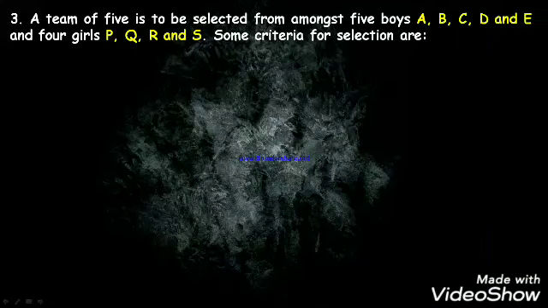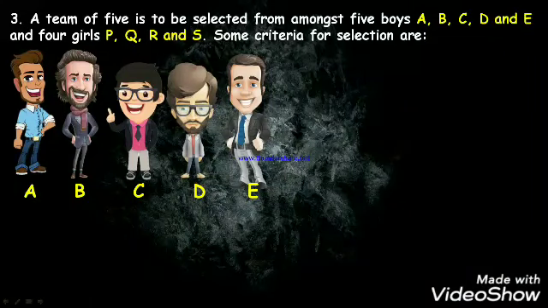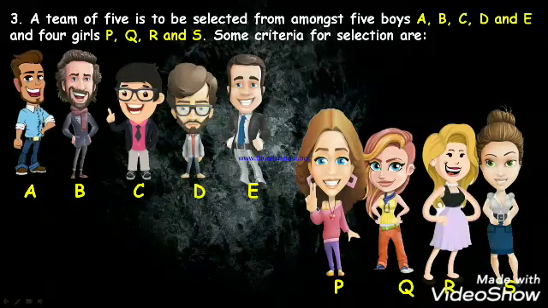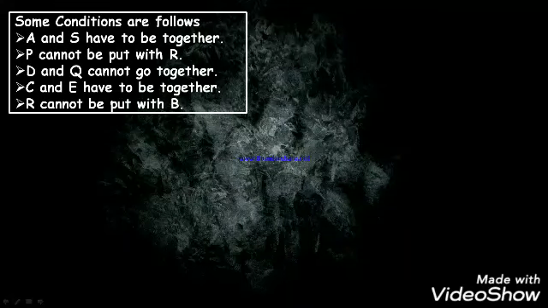A team of 5 is to be selected from amongst 5 boys A, B, C, D, E that you are seeing in the picture, and 4 girls P, Q, R, S, and some criteria for selection are given. This is the criteria that we should consider while making the team. So let's read the criteria.